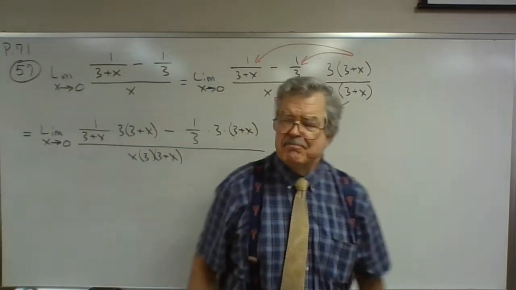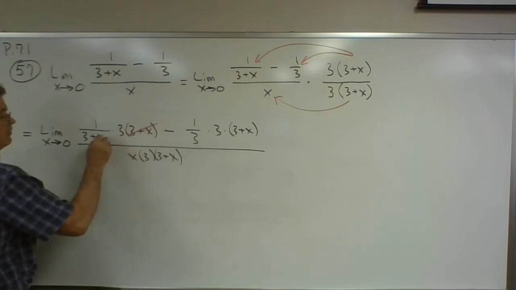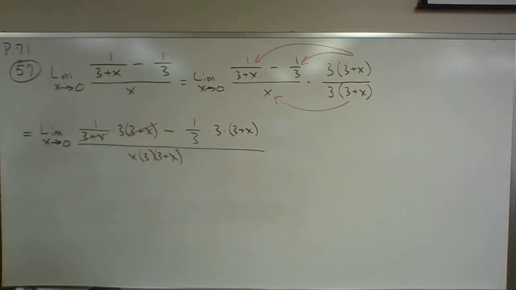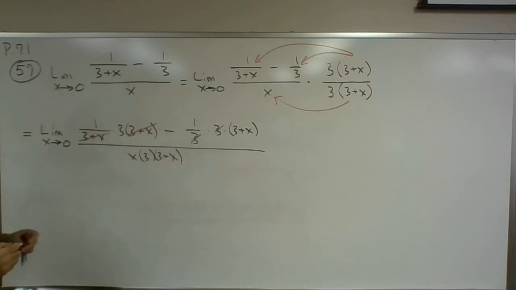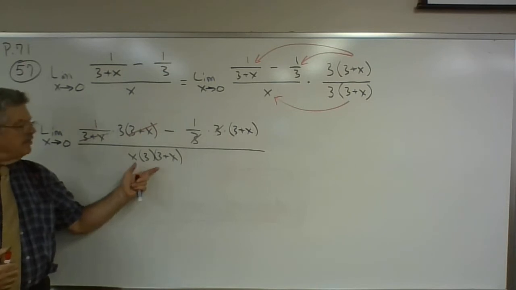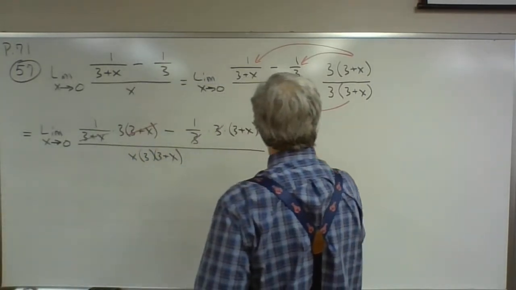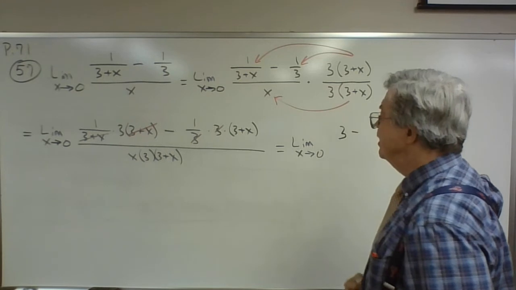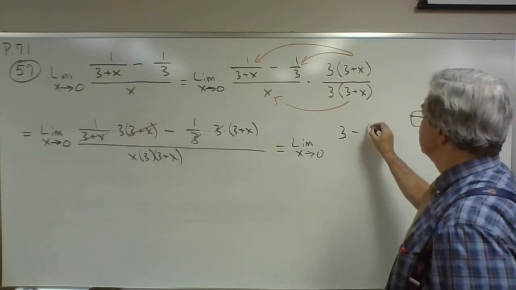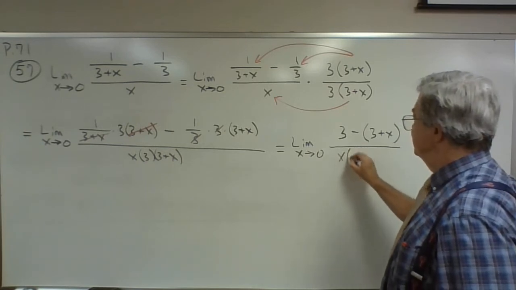And son of a gun, something great is going to happen here. I have a factor of 3 plus x on top, a factor of 3 plus x on the bottom. They cancel. In this term, I have a factor of 3 on top, 3 on the bottom. They cancel. Nothing cancels down here, but that's okay because I really don't have a fraction. Now let me just pick up the pieces and see what's left here. Here, I just have 3. And here I have 3 plus x. And the bottom, well, the bottom is what the bottom is.